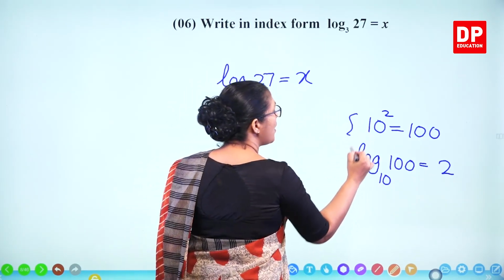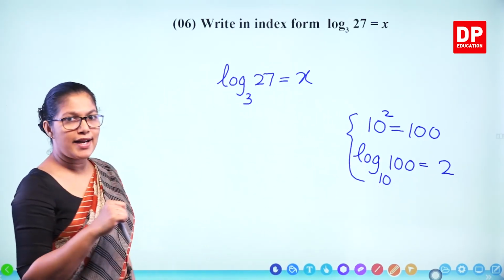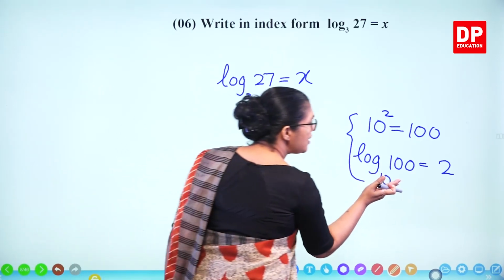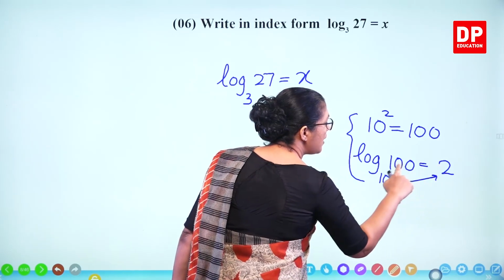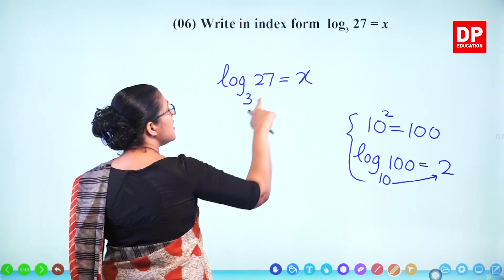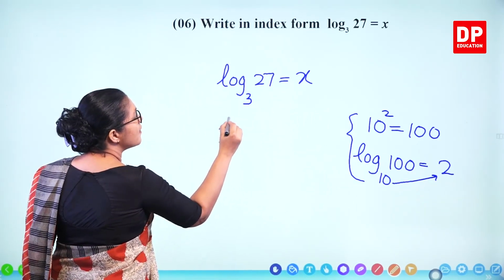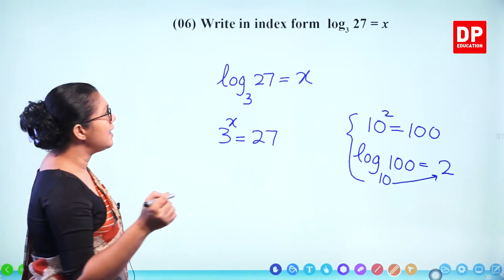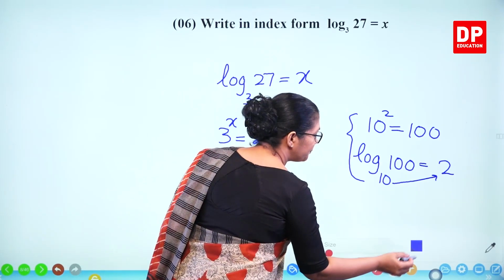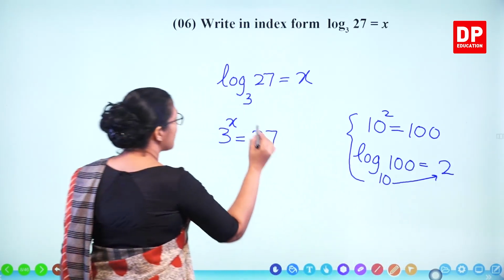So remember this one. How can you write this one? When it comes to log notation, 10 squared becomes 100. Likewise, you can do 3 to the power x becomes 27. So that's the index form. So 2 marks.